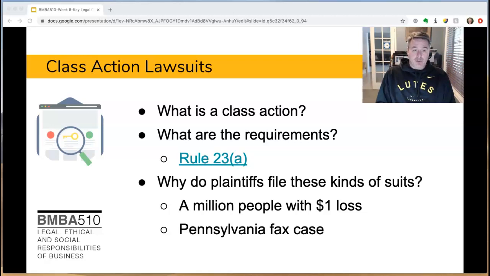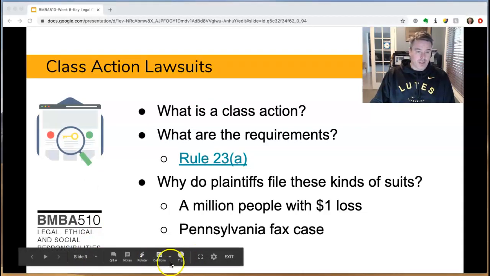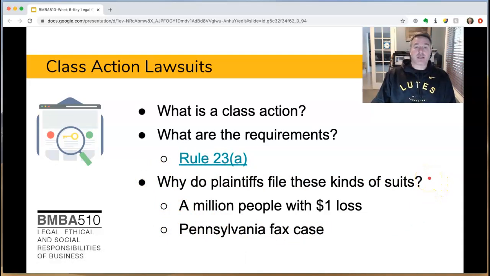I'm going to jump around here a little at the third bullet point. Let me turn on my pointer. Okay, here we go. So this last bullet right here explains why we have class actions in the first place.